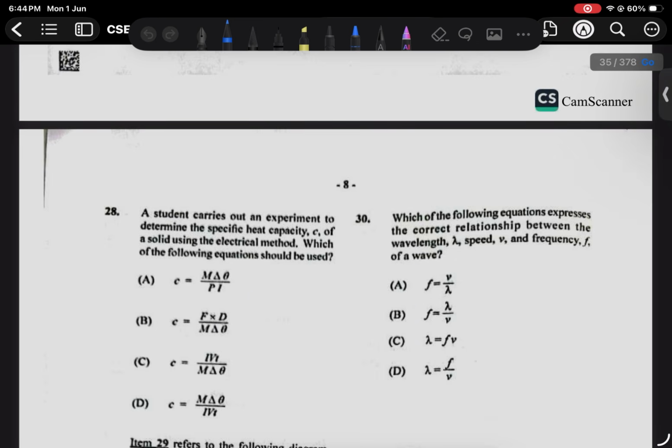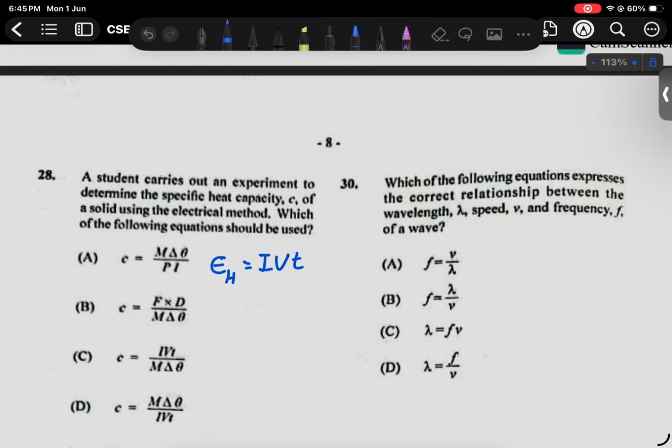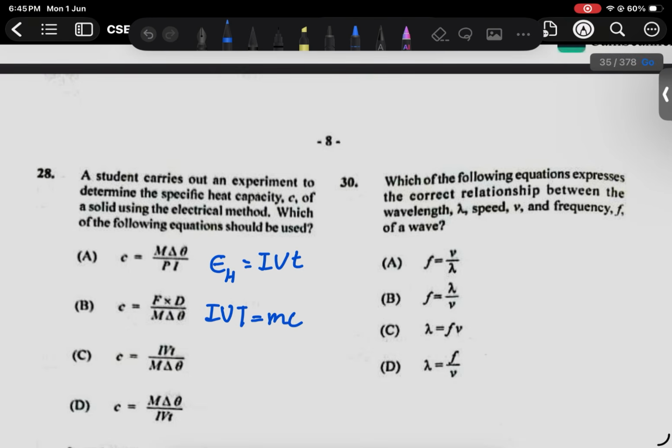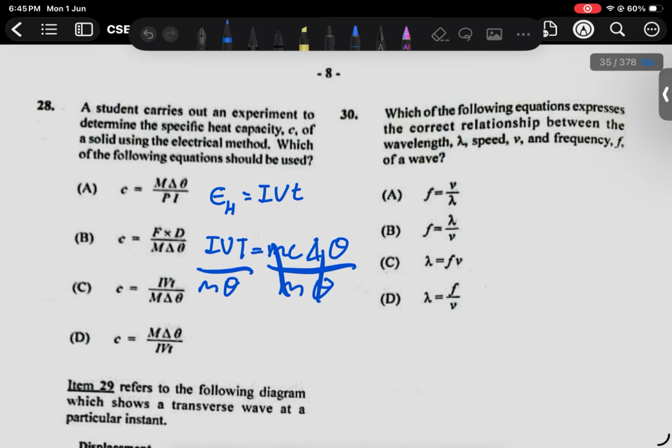A student carries out an experiment to determine the specific heat capacity C of a solid using the electrical method. Which of the following equations should be used? Using the electrical method, energy supplied is equal to I V T, current times voltage times time, and that will also equal the mass times the specific heat capacity times the change in temperature. So divide both sides by the mass and the change in temperature, and we get the specific heat capacity alone as IVT over M times change in temperature.